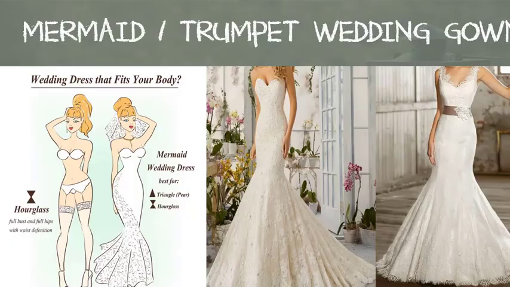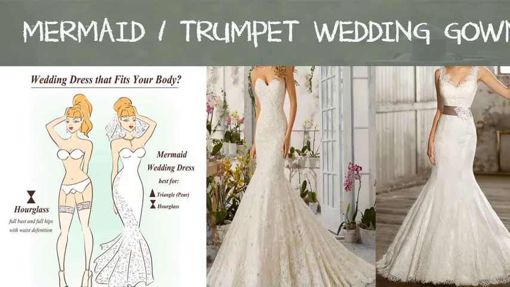Next, we have the mermaid and trumpet wedding gowns. And believe it or not, there is a slight difference between the two. As you can see at the first picture, the mermaid style is fitted on the body from the chest to the knee, then flares out close to the knee. This type of dress is ideal for slender frames and hourglass body types who are willing to show off their curves. It is not good for apples and plus-size type bodies.